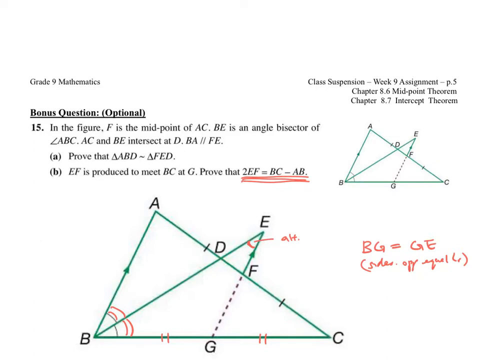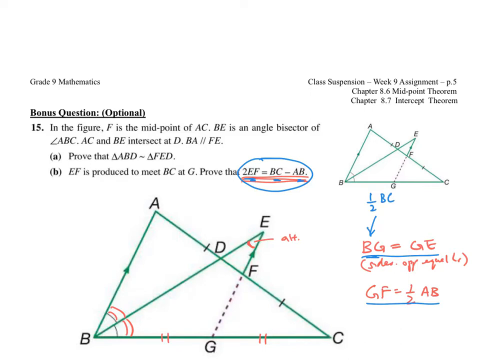Next, because you have two midpoints now, F is the midpoint of AC, G is the midpoint of BC, then you can also claim that GF is half of AB by the midpoint theorem. Now you have two equations on hand, and you look at the final equation you are going to prove. You only need EF, BC, and AB. So you look at BG, this is actually half of BC.